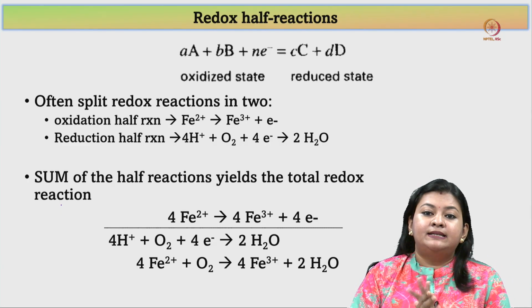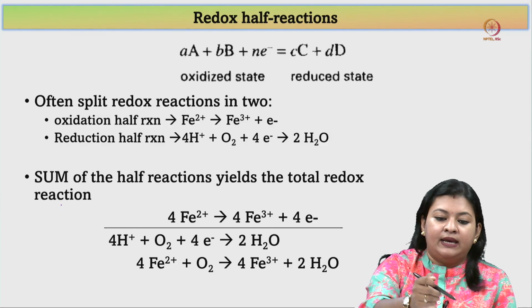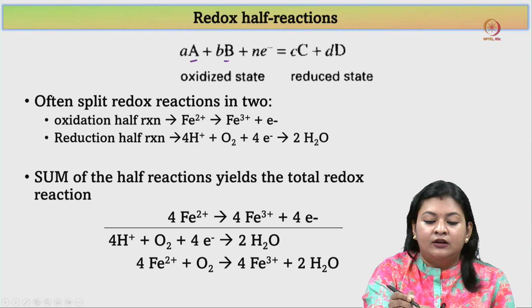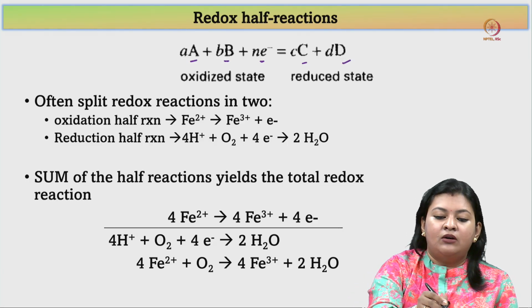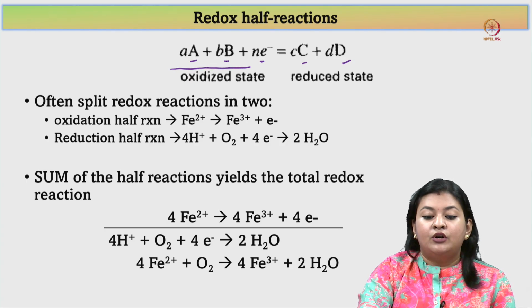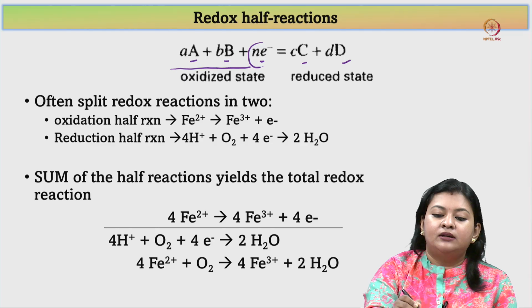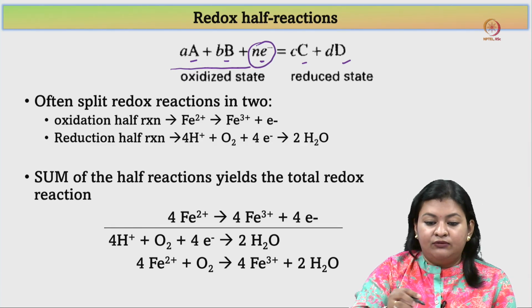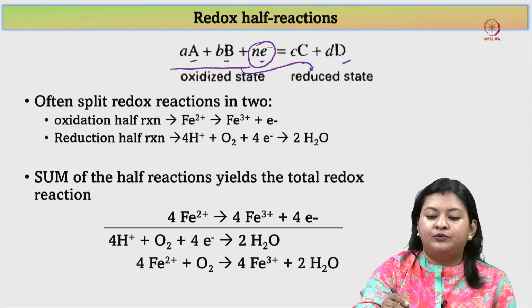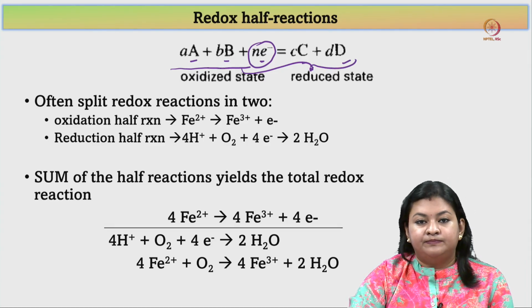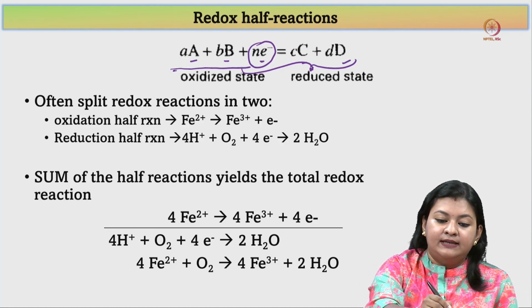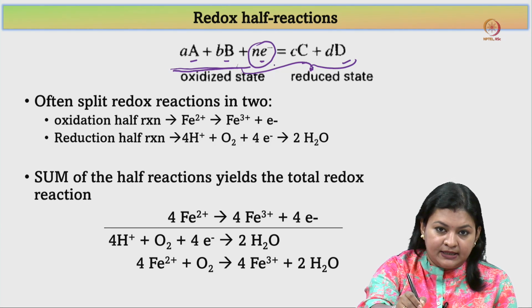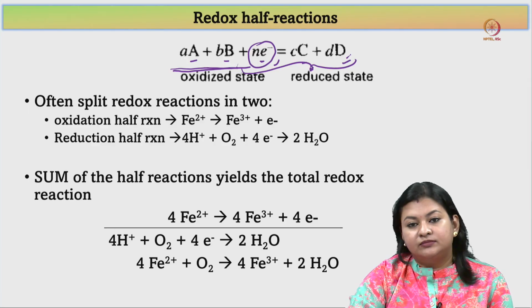For example, let us take this reaction where A and B, with some electron exchange, are forming C and D. So, this is the oxidized state which will get reduced after accepting these electrons. It will get reduced to these reduced products, C plus D. So, we have this oxidized state which will accept the electrons and it will become reduced.